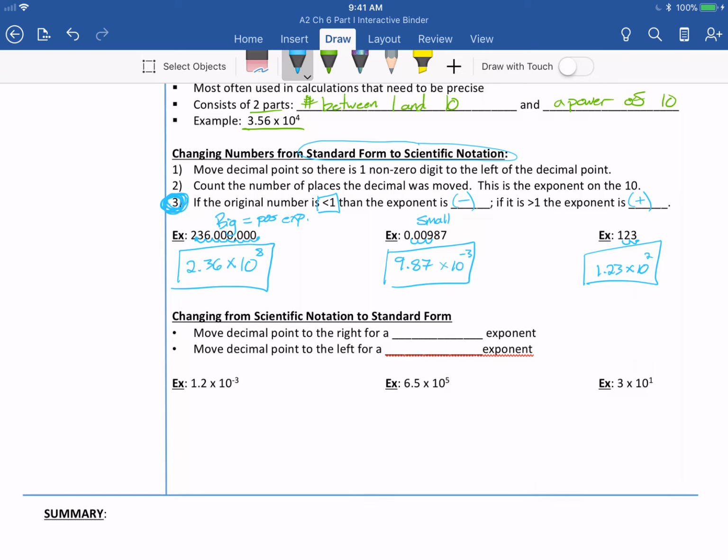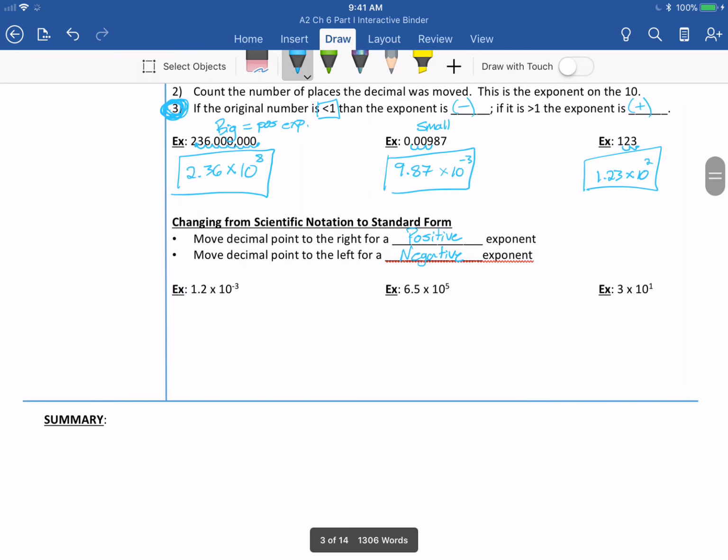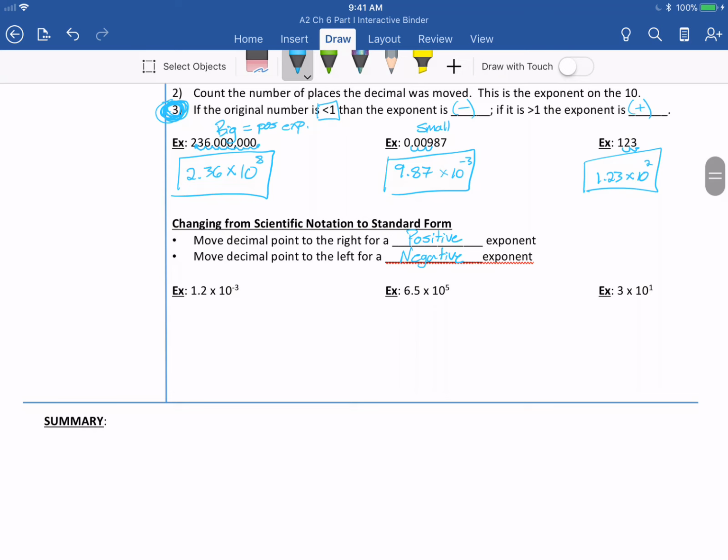Now going backwards the other way, move the decimal place to the right if it's a positive exponent, and move it to the left if it is a negative exponent. Again, I like to go back to this number 3 here. If it's a positive exponent, you get a really big number. If it's a negative exponent, you get a really small number.